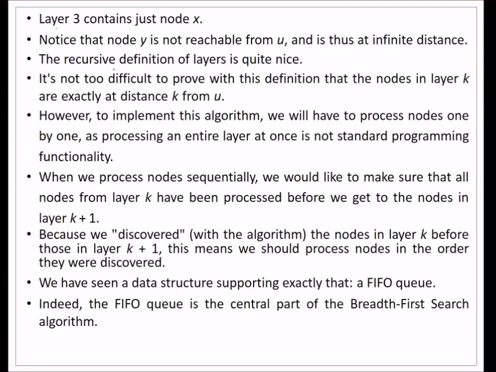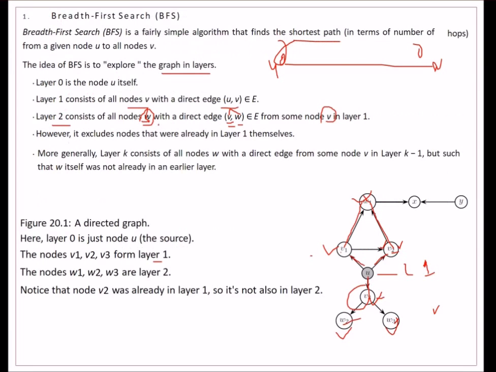And what about layer 3? 0, 1, 2, and then we have to talk about other layers also, because it may go up to layer K, not just 0, 1, 2. So layer K consists of all nodes W with a direct edge from some node V, means the penultimate or previous layer. If it is connected to the previous layer, then the next layer will be formed.